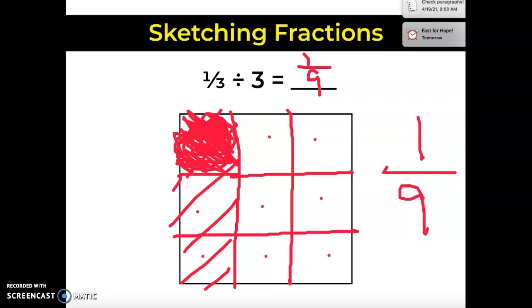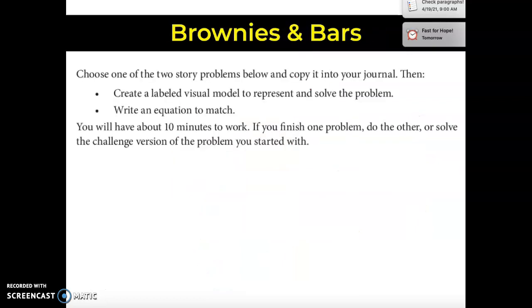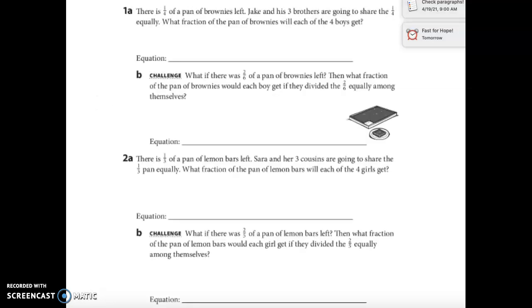So now I'm going to show you a few scenarios. And for each scenario, I want you to choose at least one. But if you have time, or if you want to try all of them, or you want to try 2 of them, please do that. So choose 1 or 2 problems and copy them into a journal or into Notability or something like that. And I want you to create a labeled visual model to represent and solve the problem, just like we were just doing, and then write an equation to match. You'll have about 10 minutes to do this. Not on the video. You're going to have to pause the screen, do the problems, and then turn it in after that. So we've been doing this before.